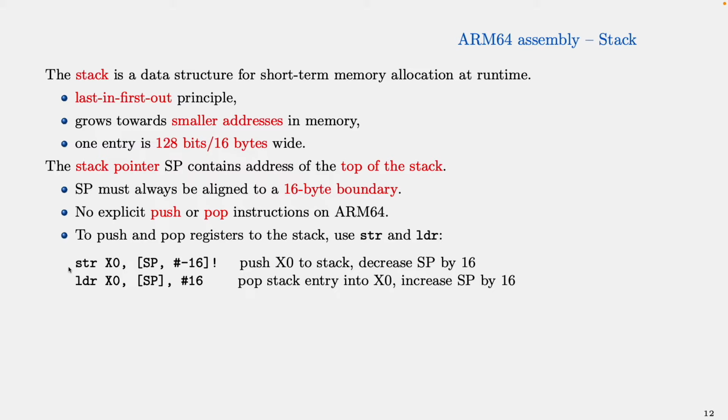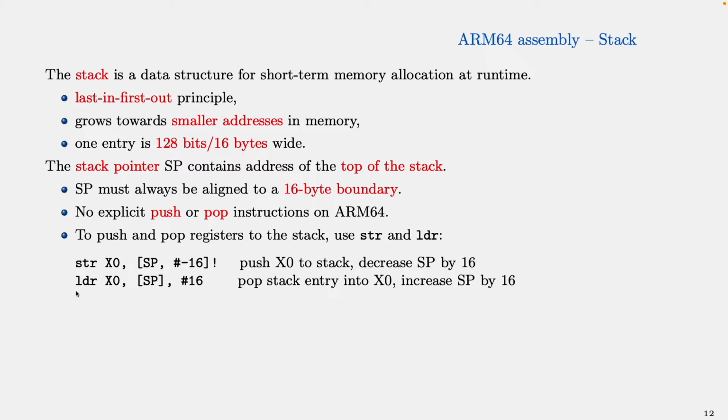And the first instruction here is basically a push to the stack. We take the value in register x0. We store it at the address of the stack pointer, but with an offset of -16. So we go 1 address lower, which means we put another entry on top of the stack. And then we use this exclamation mark, which causes the stack pointer to actually be decreased by this value here after we perform the store. So this is precisely what a push to the stack does.